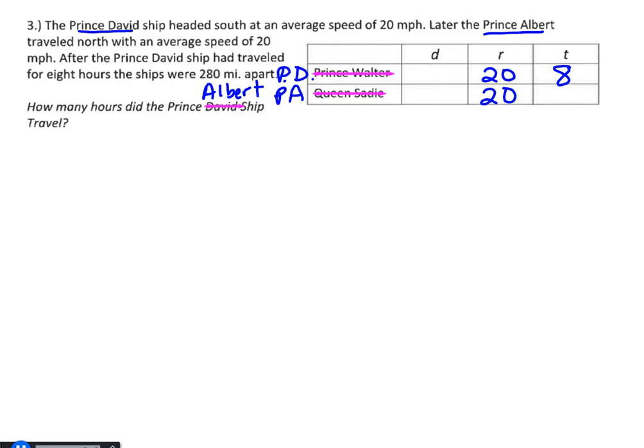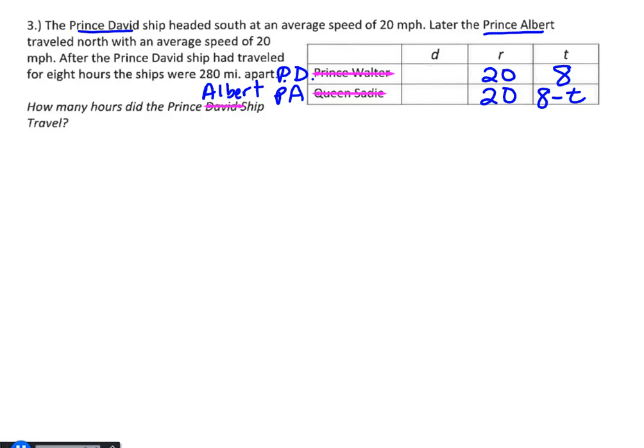So, was he more than 8 hours? Was he less than 8 hours? Well, if he left after, he must have traveled for less than 8 hours. What we don't know is how much less. So we're going to do 8 minus t, and that t would be however long he waited before he left.